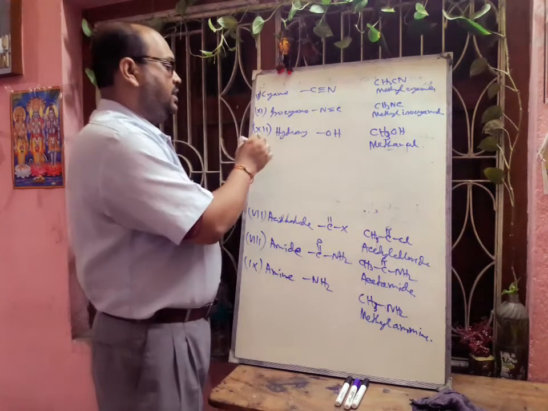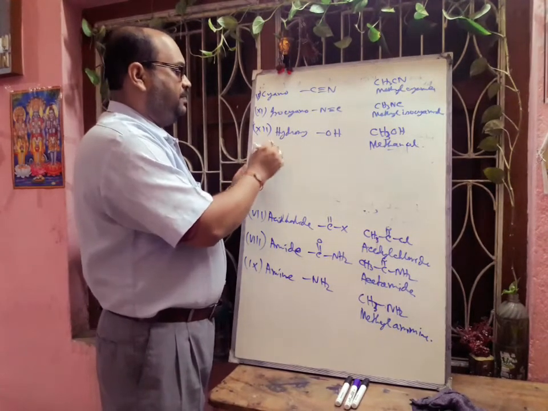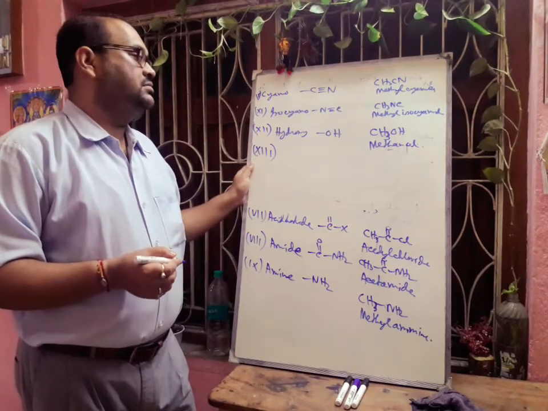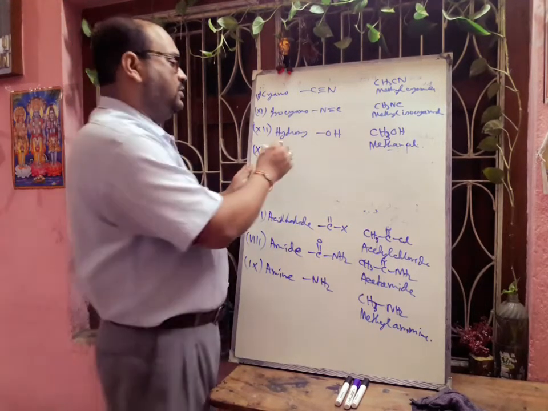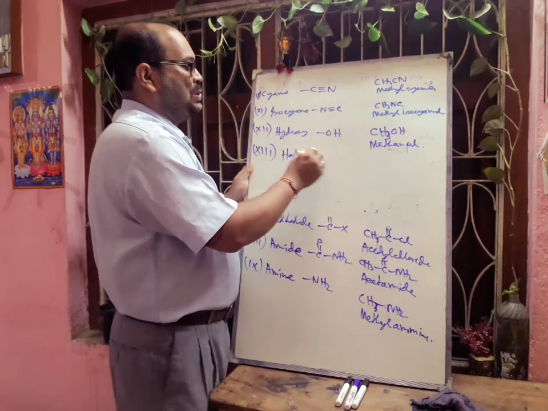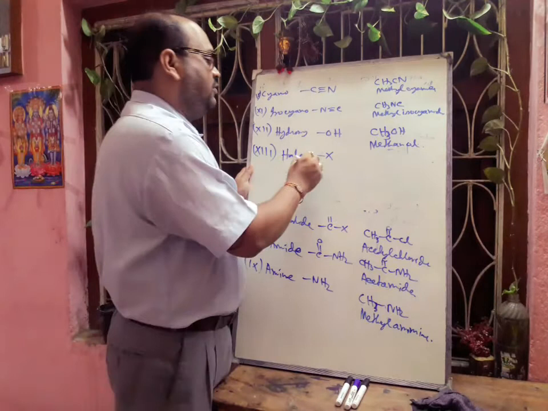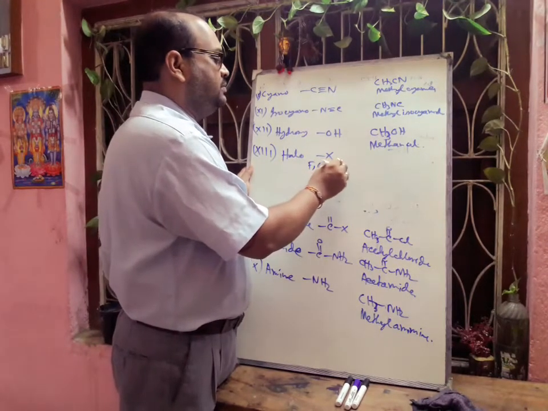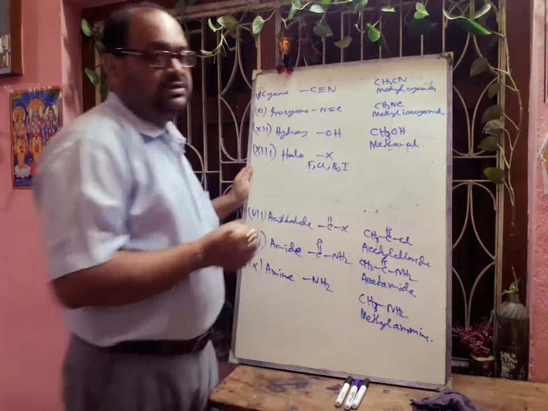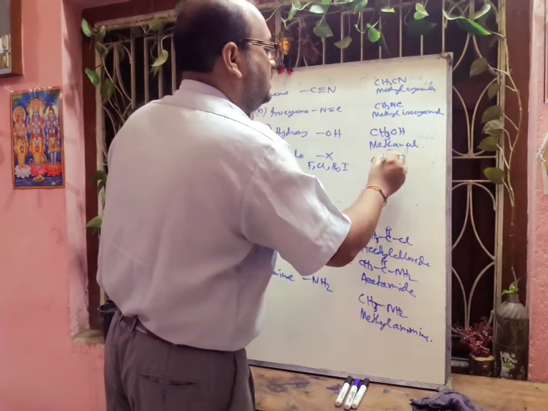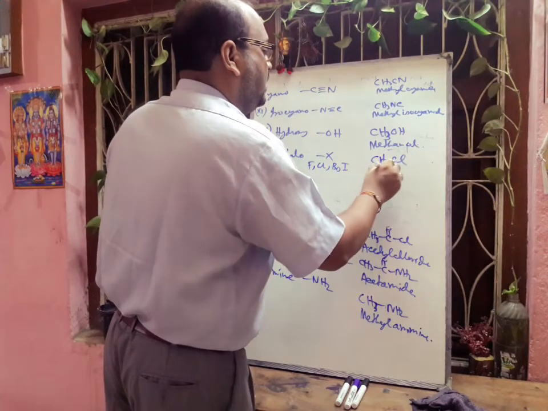Okay. Next, after hydroxy, we can think about the halide or halo. It can be represented by X. It may be fluorine, chlorine, bromine, iodine. And actually we are not considering the radioactive ones. So here we can think about CH3Cl. Its name is methyl chloride.